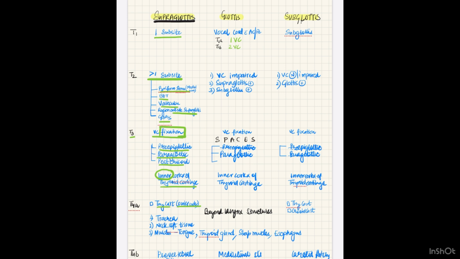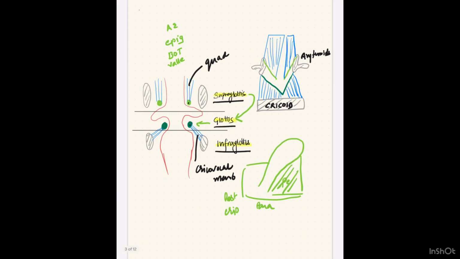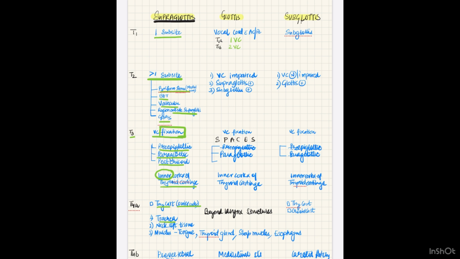So larynx is over. Now we have the structures that are beyond larynx. So beyond larynx, what will be there? Downwards, like this is the cricoid, we have trachea. Okay, so trachea will get involved. Then we have neck, soft tissues of the neck, and the musculature. We have deep extrinsic muscles of the tongue. We also have the strap muscles. Then thyroid gland will also get involved, and even the esophagus will get involved in T4A.